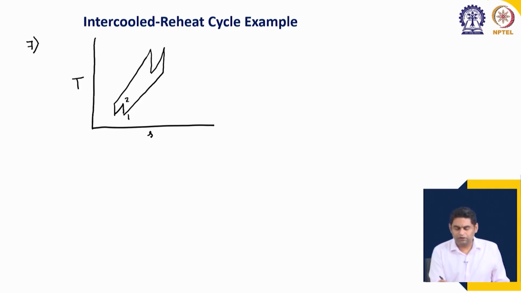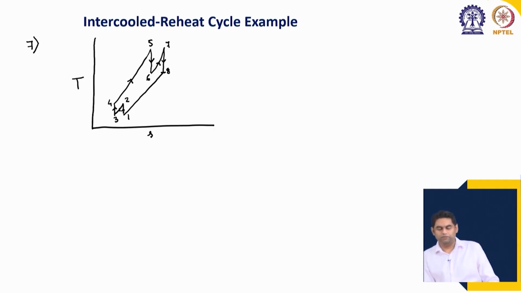So, this is 1 to 2 low pressure compression, 2 to 3 intercooling, 3 to 4 high pressure compression, 4 to 5 primary combustion, 5 to 6 high pressure expansion, 6 to 7 secondary combustion or reheating, 7 to 8 is the low pressure expansion and 8 to 1 is the hypothetical heat removal process at constant pressure.